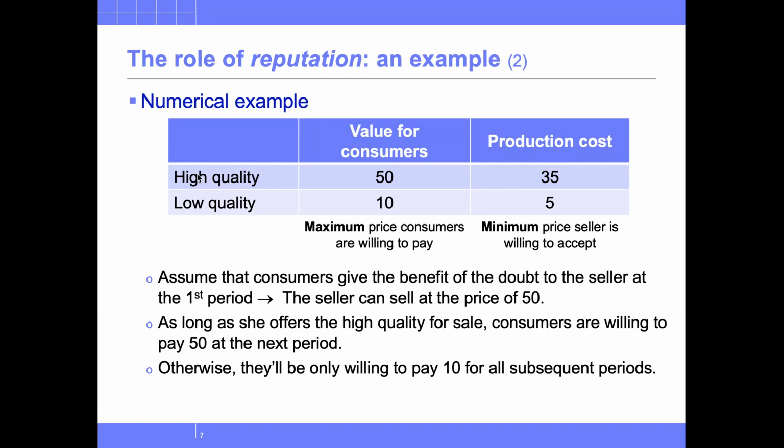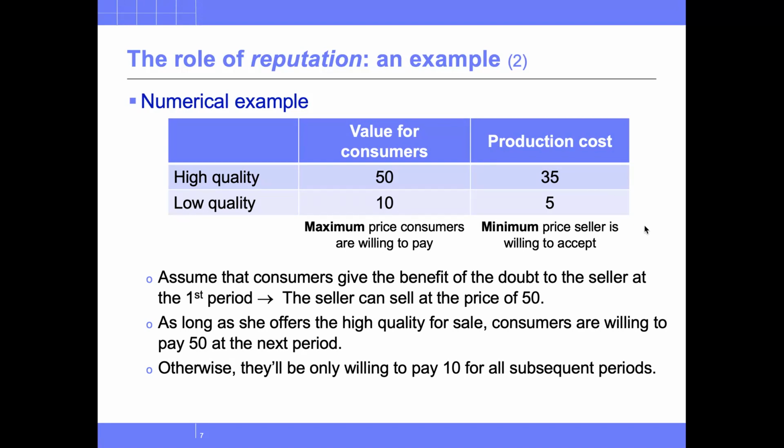We've got two potential qualities, high and low. In this table we show how much consumers are willing to pay and at which price, I should say, a seller is willing to sell. So let's start with the first column. The value for consumers, or the willingness to pay, is 50 for the high quality product and 10 for the low quality product. See this as the maximum price that consumers are willing to pay for one unit of either high quality or low quality.